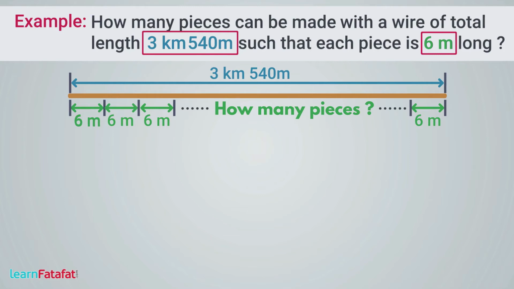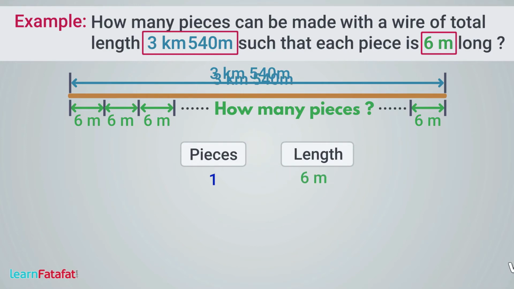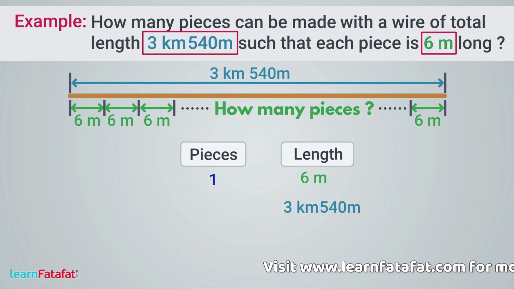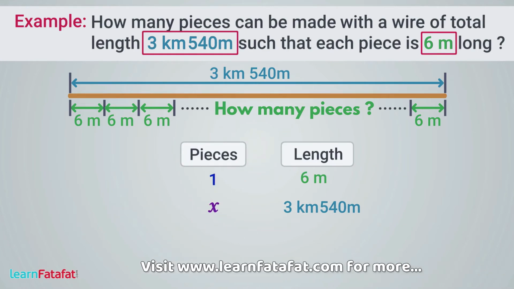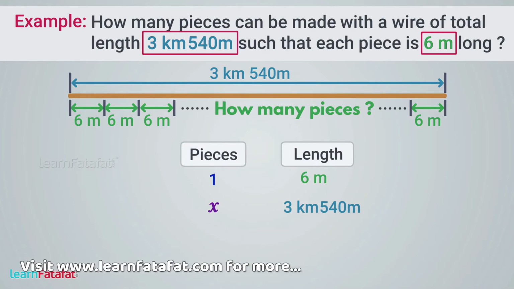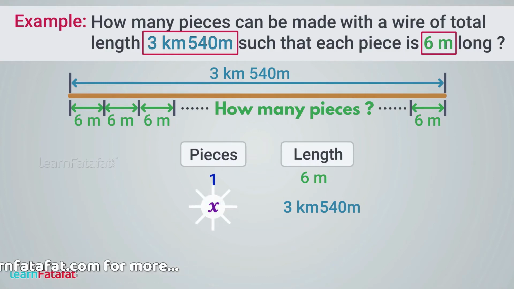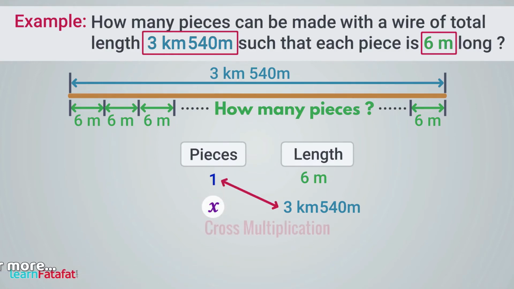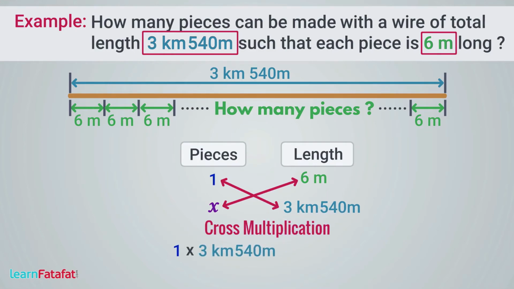To solve this, let's write one piece of wire has length 6 meter. Then from 3 km 540 meter length of wire, we can form X number of pieces. To find number of pieces, we have to find value of X. We can find it by cross multiplication. So, 1 into 3 kilometers 540 meter is equals to X into 6 meter.